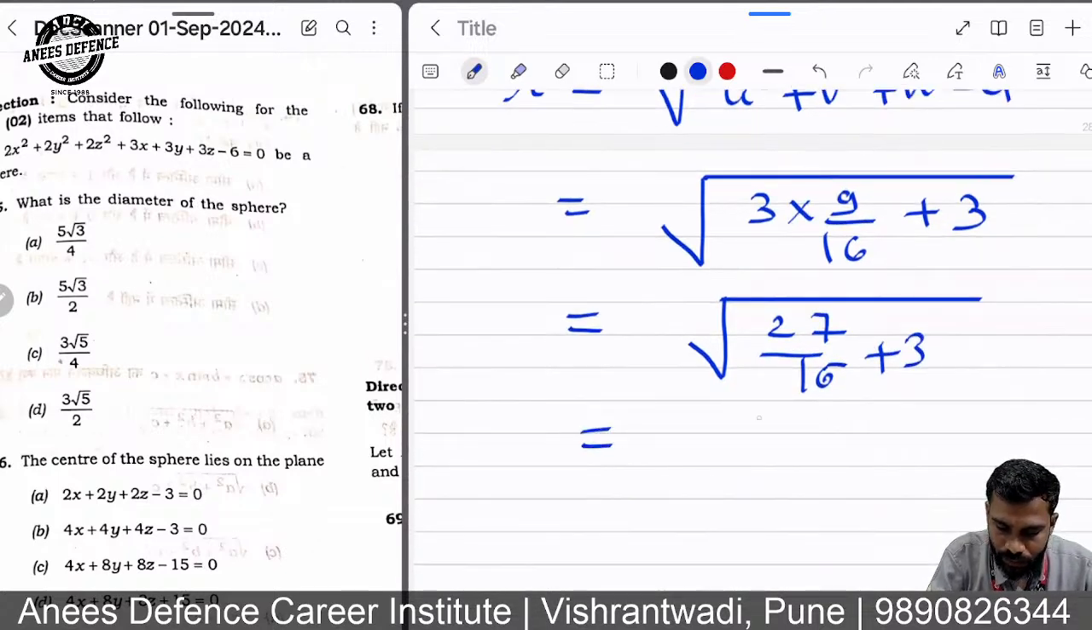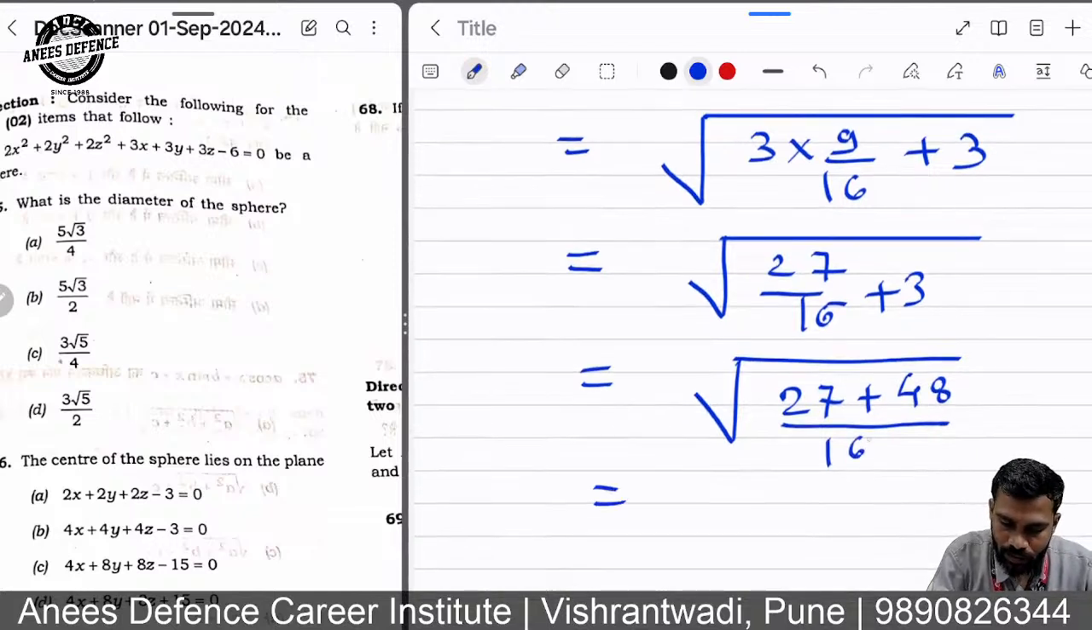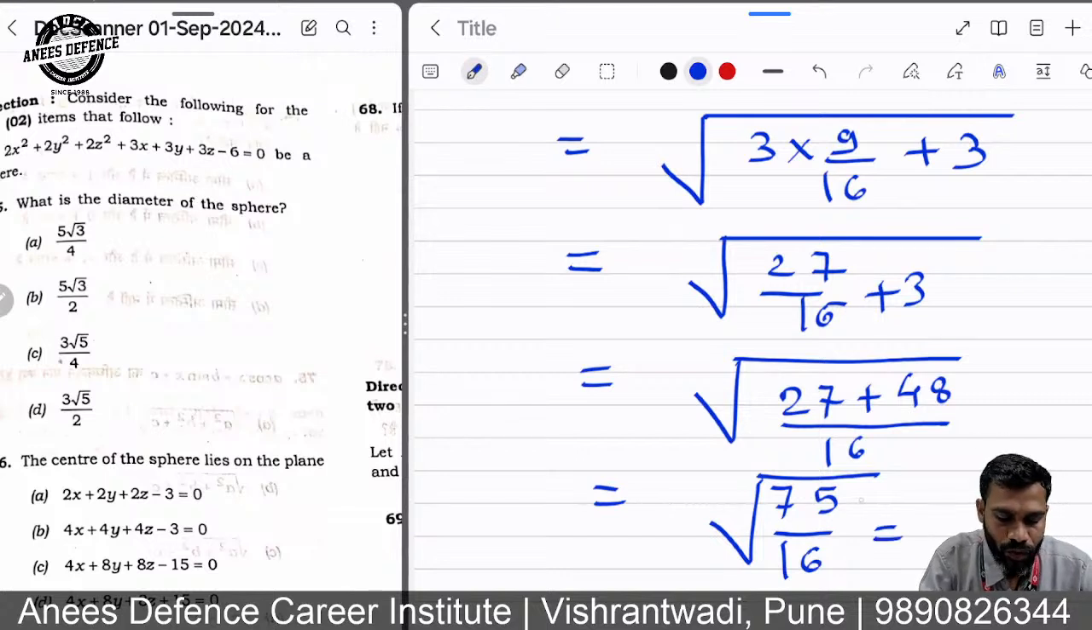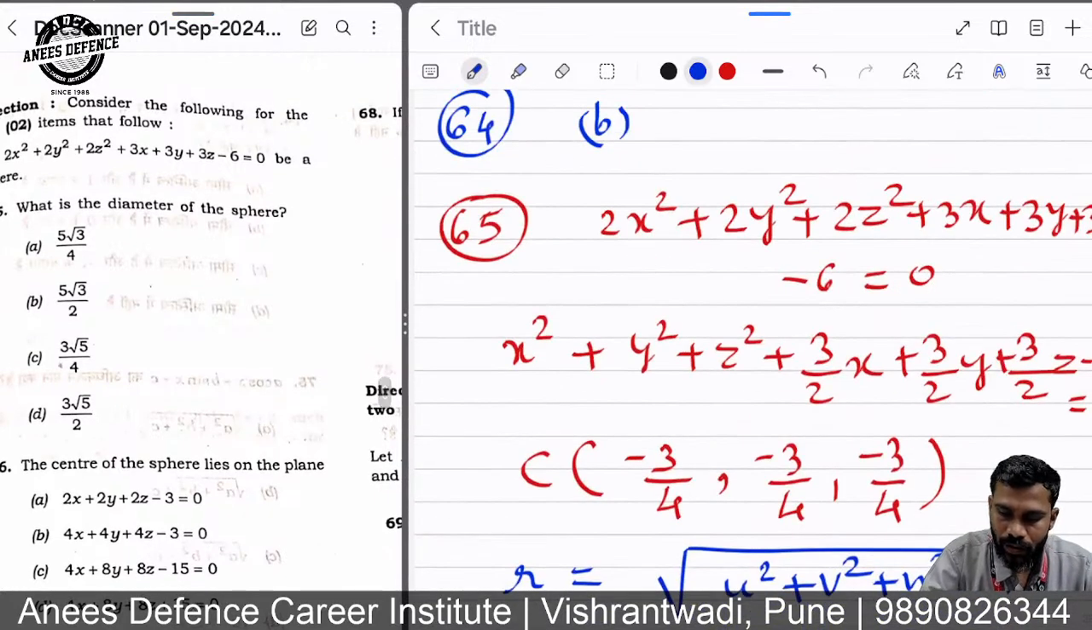So that will give you 27 plus 48 divided by 16. So that will be 75 by 16, square root of 75 by 16. That will be equal to 5 root 3 by 4. Option 5 root 3 by 4, option A is the right answer for question number 65.